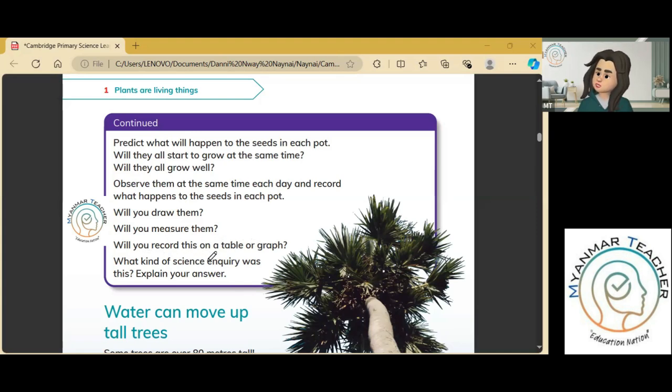What kind of science inquiry was this? Explain your answer. This is a comparison over time type of science inquiry, because we're comparing the growth of the plant over several days. This is a fair test because the seeds are sown and grown in similar ways. Only the place they are grown is changed.